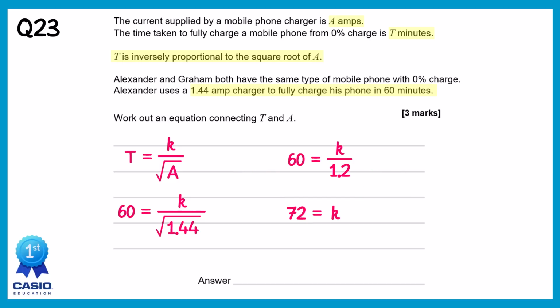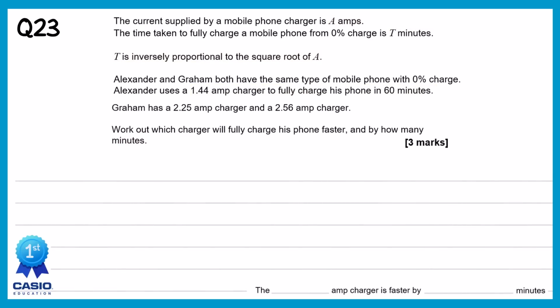We can now substitute this back into the original formula here, so it's t equals k, which we now know is 72, divided by the square root of a. And that is a formula connecting t and a. In the second part of the question, we're told that Graham has a 2.25 amp charger and a 2.56 amp charger. We need to work out which of these chargers will charge his phone faster and by how many minutes.